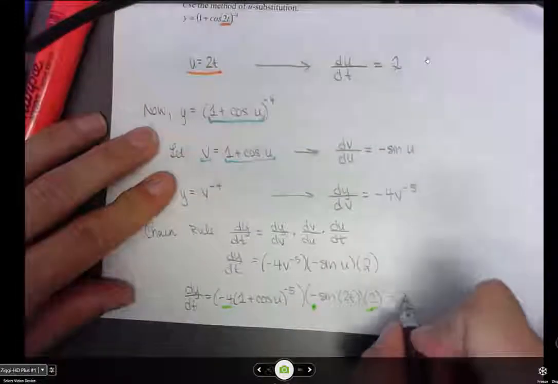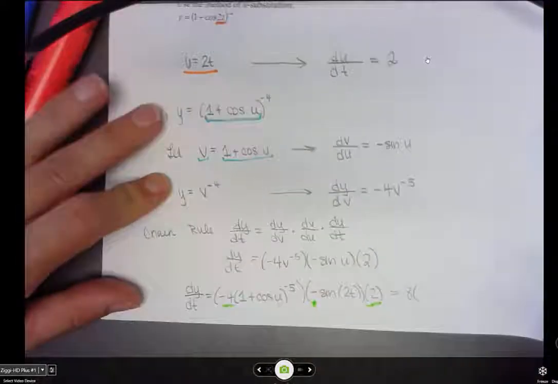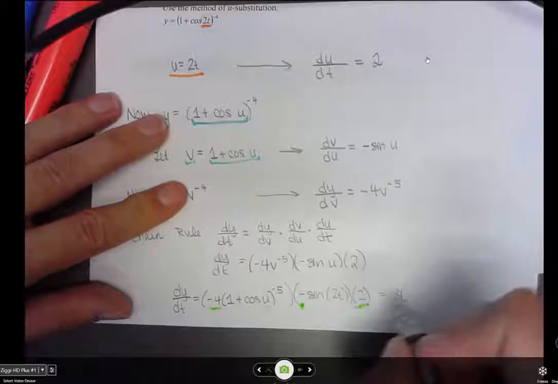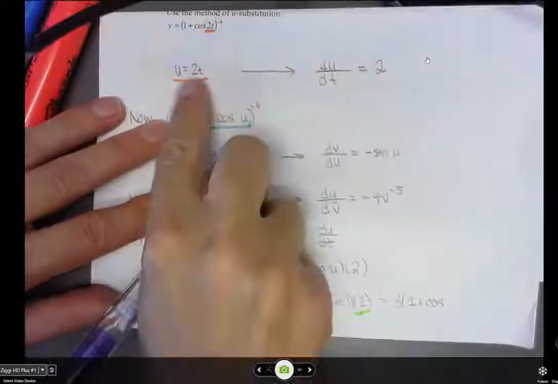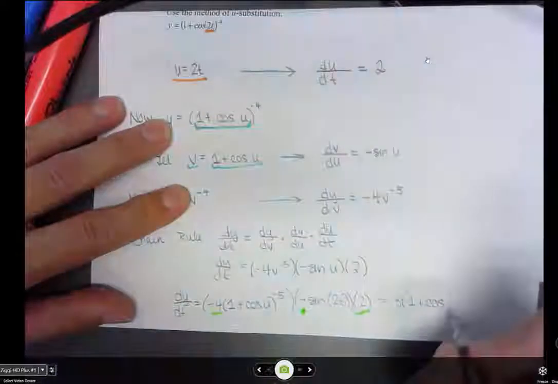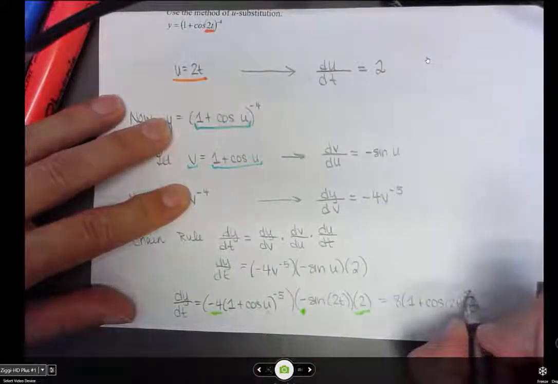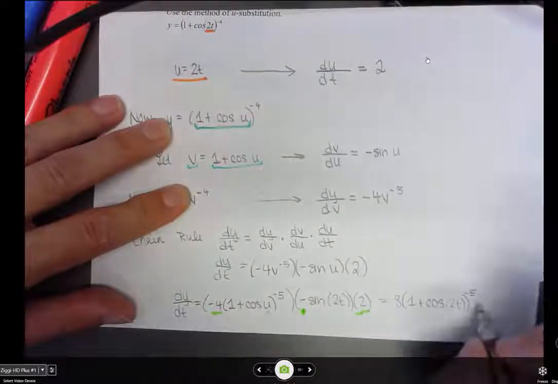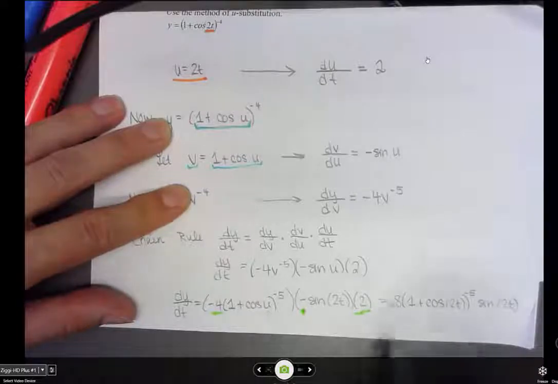I still have to get rid of this u, right? I can't have u's in my answer. So it'd be 1 plus cosine, but again, u is 2t. That is to the negative 5 times sine of 2t. The 2 already came out in front. So this is our answer.